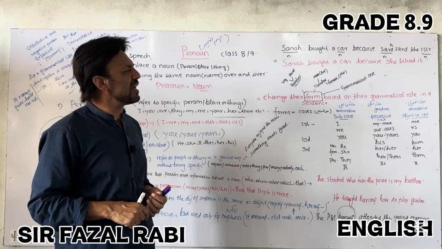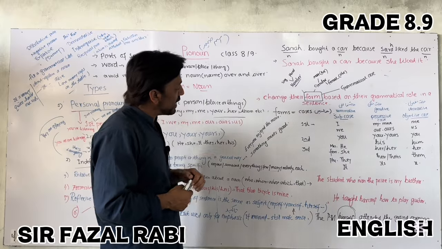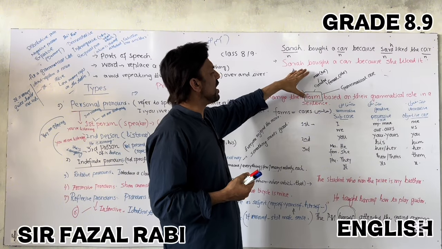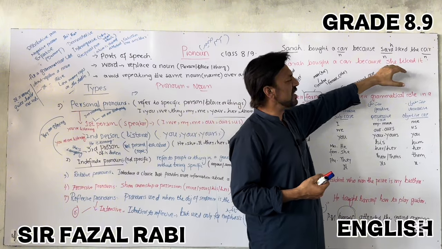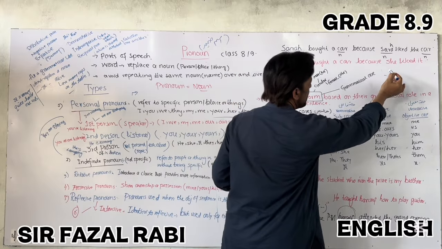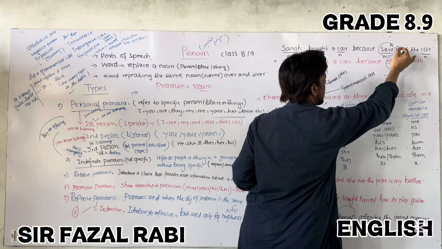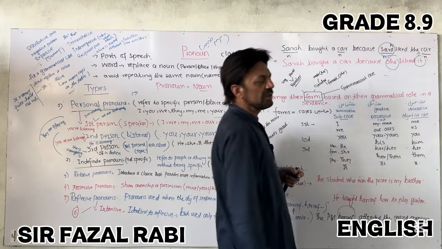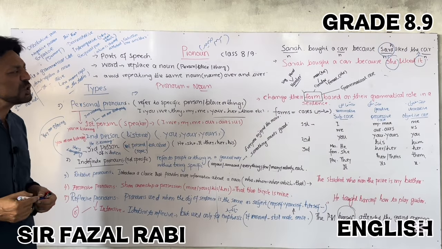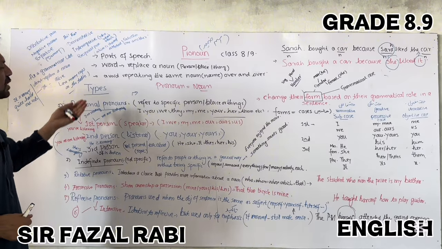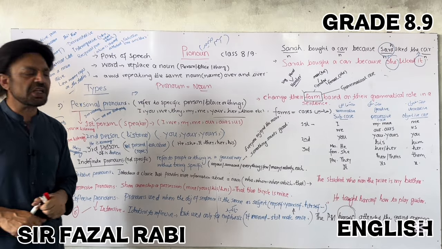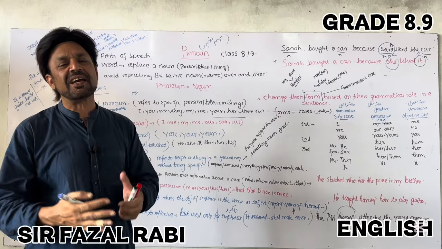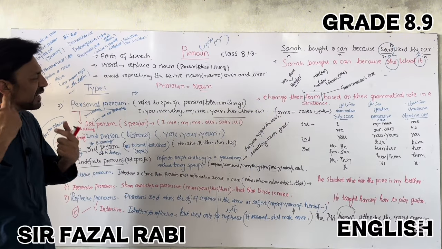Sarah bought the car because Sarah liked the car. By using the pronoun, the sentence would be: Sarah bought a car because she liked it. So here you see, she is the pronoun that replaces the noun Sarah, while it is the pronoun that replaces the noun the car. This is the use of the pronoun in a sentence to avoid the repetition of a noun again and again and make our sentence very clear, attractive and good to hear.